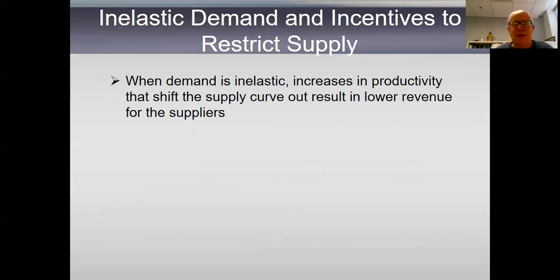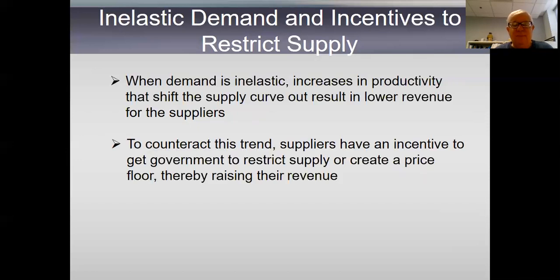If you've got inelastic demand, then there is a temptation on the part of people to lobby, this rent-seeking behavior, to increase their revenue. So let's think about this. If demand is inelastic, any increases in productivity that would cause the supply curve to shift to the right or outward would cause lower revenue for suppliers. So they may ask their lobbyists in Washington to try to counteract this incentive, this trend, by having the government restrict supply or create some type of price floor, thereby protecting their revenue.